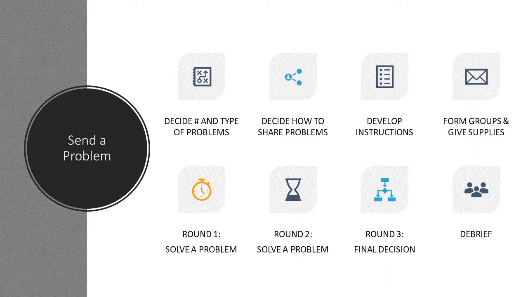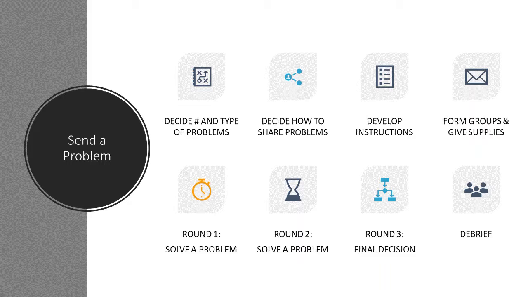Now here we are, it's the day of your class and you're ready to put the send a problem into effect. You're going to start by forming your groups with 4 to 6 students in each group recommended. You're going to give them those clear instructions you made. And after any clarifying questions that the students have, you're going to give them their supplies and get started on your first round.